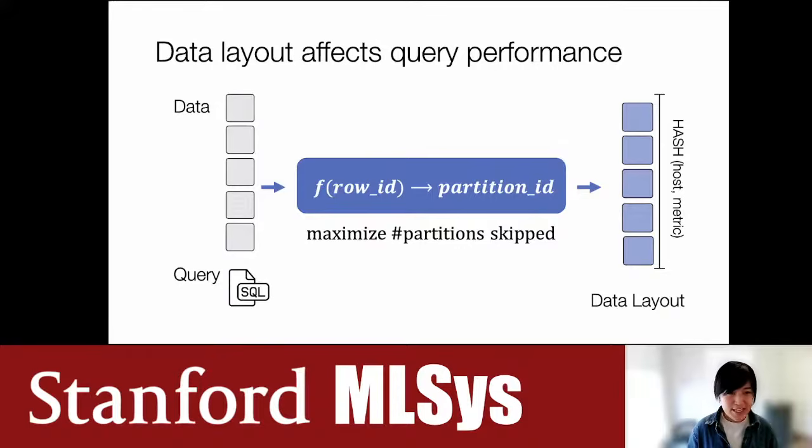Recall that in the intro, we discussed that there are many ways to partition a data set. The way that you map individual rows to partitions has a direct impact on query performance. So the natural question is, how do I design this mapping function from row IDs to partition IDs to maximize the skipping capability?